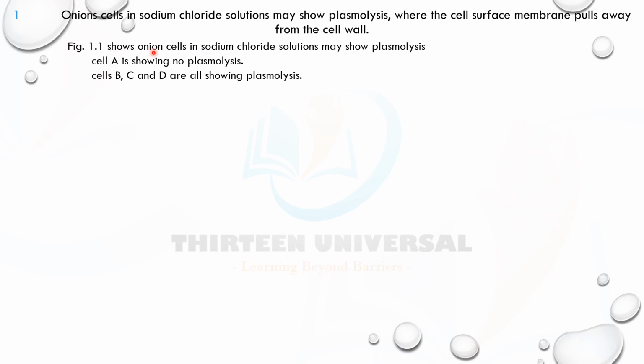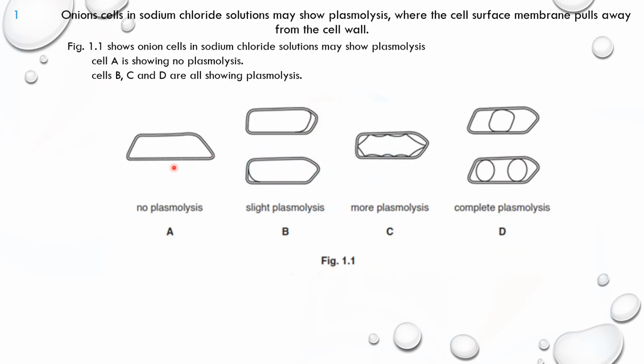Fig 1.1 shows onion cells in sodium chloride solutions that may show plasmolysis. Cell A is showing no plasmolysis. Okay, that's what it means, that's a typo. Cells B, C, and D are showing plasmolysis. Look at it. A shows no plasmolysis. The cell is intact. Cell membrane and cell wall are still together. They are married.